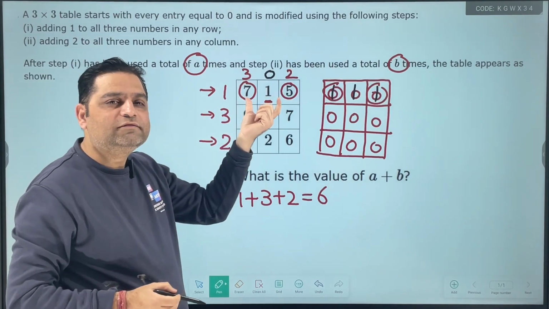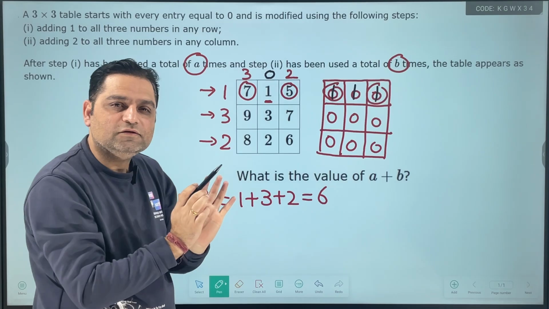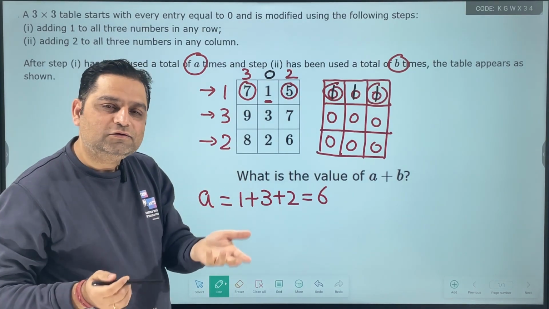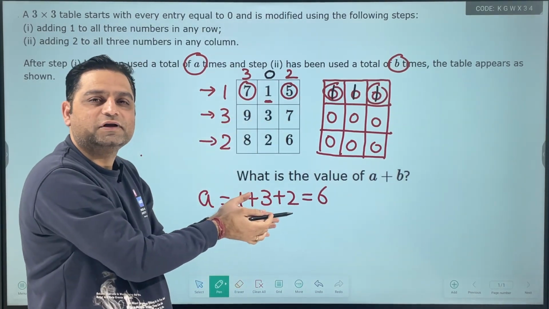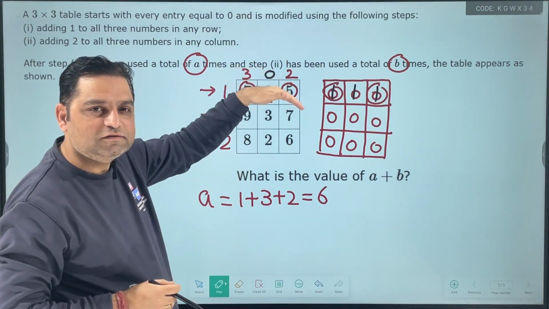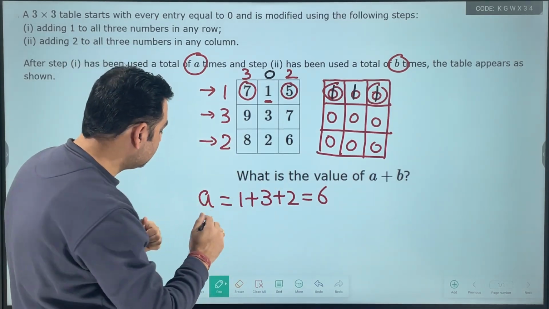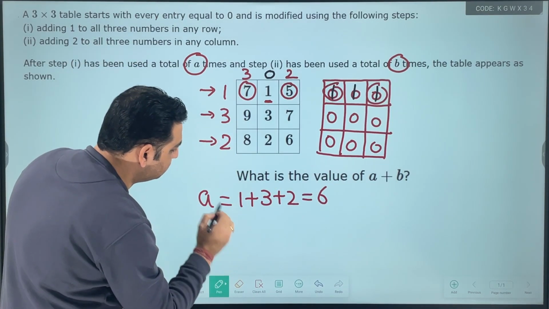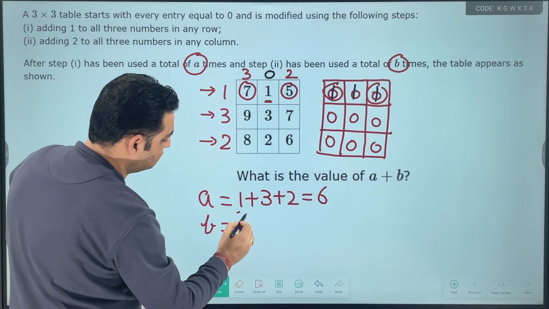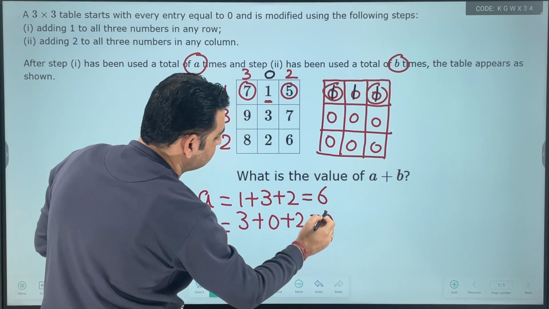I have no doubt checked only the first row and have decided that 3, 0 and 2 are the numbers. You can apply the same everywhere, you can verify it will be applicable. If it is applicable in the first row and first column, it is applicable for others as well. Now, what is the value of B I am getting? The value of B is 3 plus 0 plus 2, which is 5.